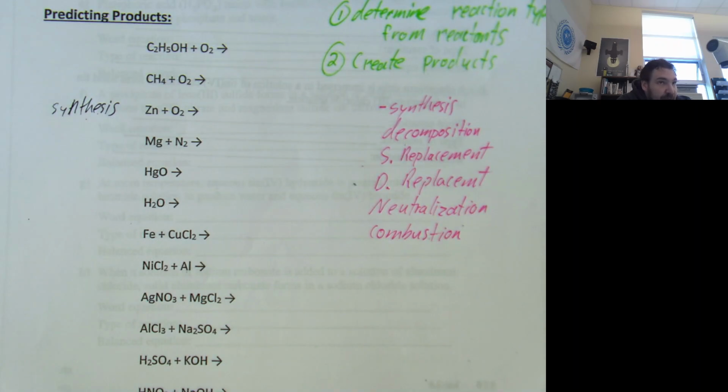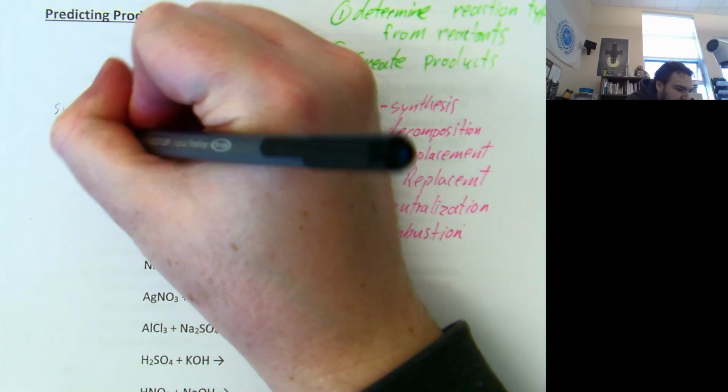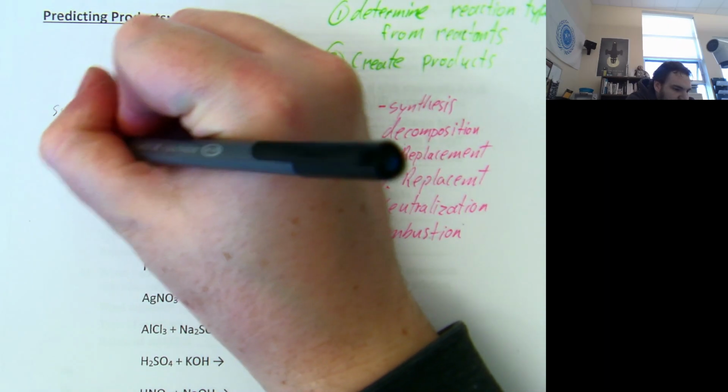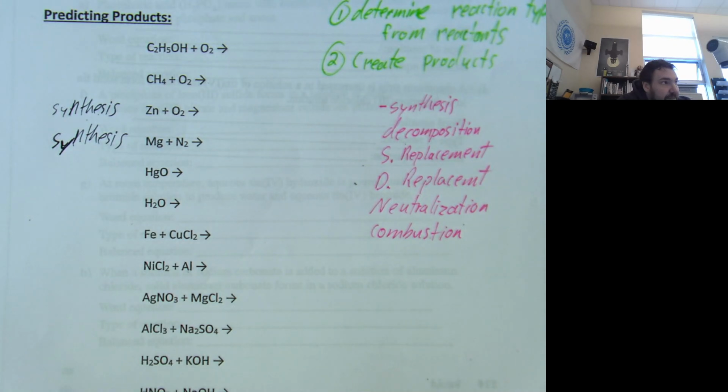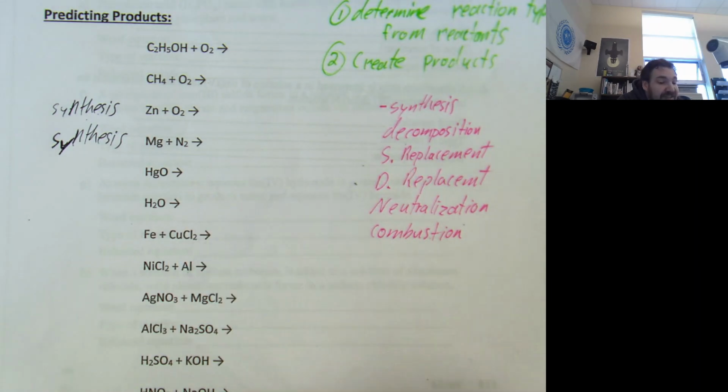And which other one? There's a second one. Mg plus N2. So these two, synthesis. These are the two reactions that are going to use individual elements to create what? Now we have to go make the product. What does a synthesis reaction create?